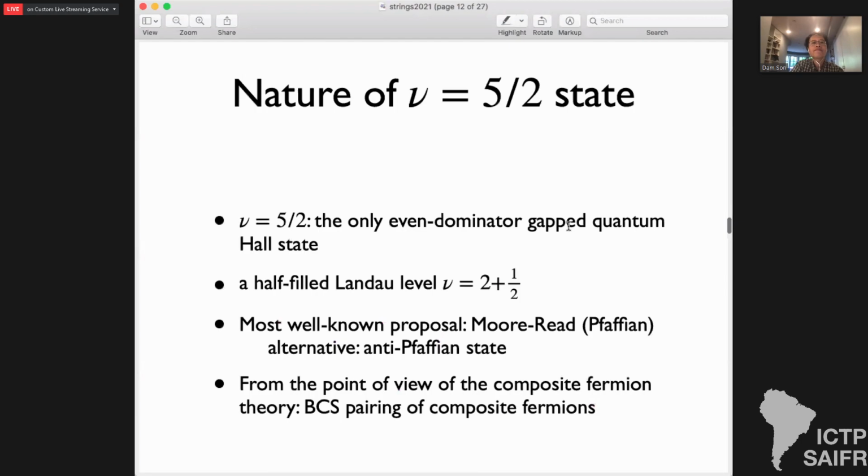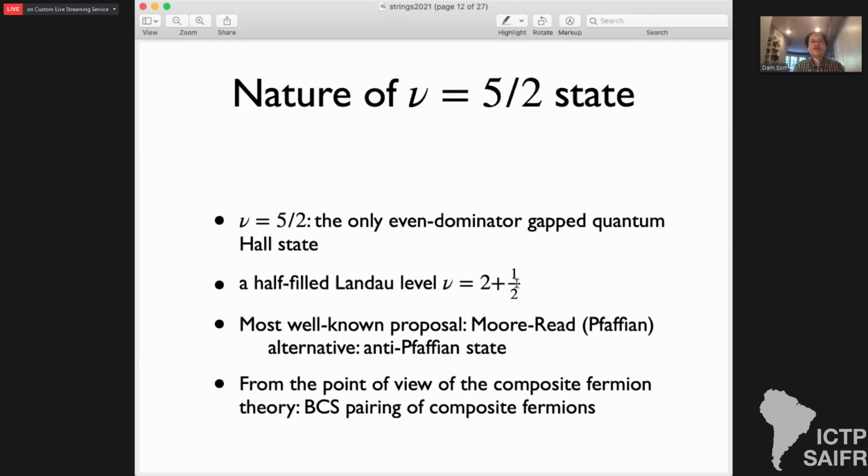One of the topics that has been attracting a lot of attention lately is the nature of the new ν = 5/2 state. It is the only even-denominator gapped quantum Hall state that has been observed. And it is basically a half-filled Landau level. We fill two Landau levels of spin up and spin down electrons, and then add to it the half-filled first Landau level of one component of spin.